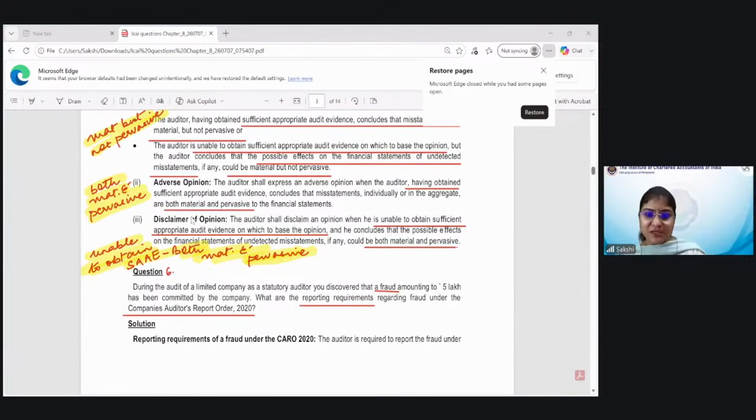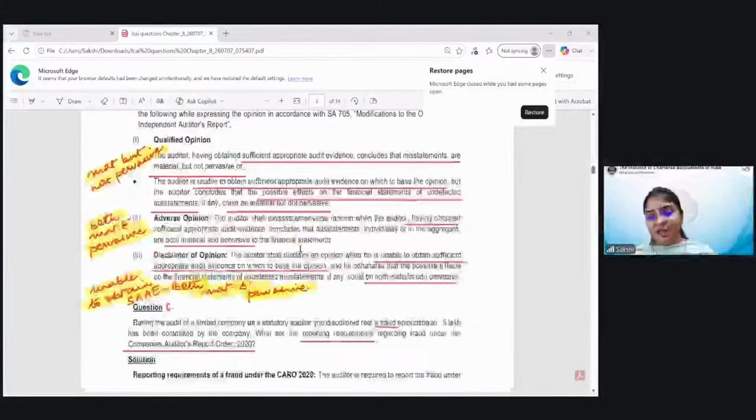Gayatri, my question was, during the audit, Mr. X was conducting an audit of entity ABC company, and he obtained sufficient and appropriate audit evidence, on the basis of which he concludes that the effects of misstatement were both material and pervasive. What kind of opinion should Mr. X give in his audit report? Gayatri, yes, adverse opinion. All right.